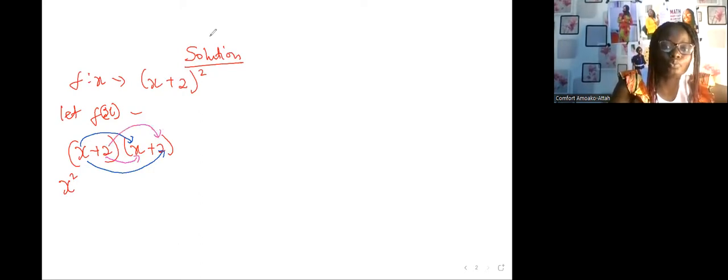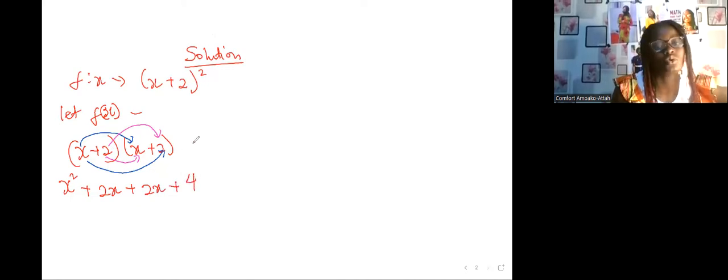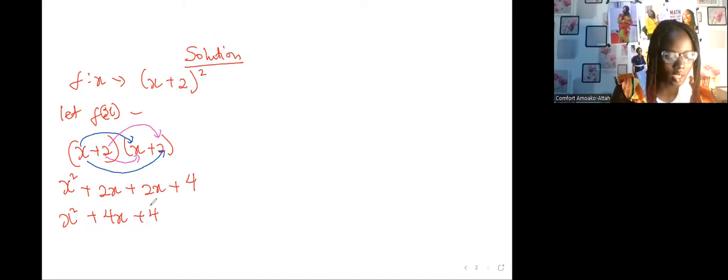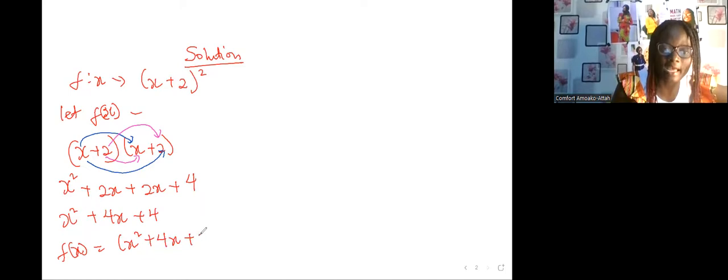So let's go through. x times x is what? x squared plus x times 2 is what? 2x plus 2 times x is what? 2x plus 2 times 2 is what? 4. So now let's simplify this. x squared plus 4x plus 4. So this gives us our f of x, okay? So we are getting the f of x to be x squared plus 4x plus 4.